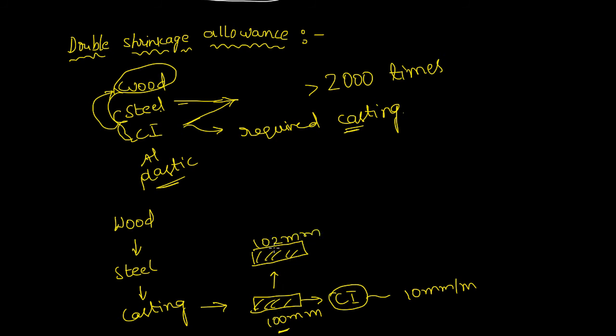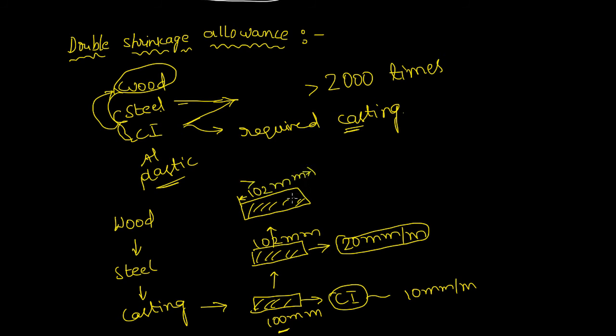If I want this 1 or 2 mm extra size, I know that steel casting has the shrinkage value as 20 mm per meter length. So the wood pattern size has to be increased by this 1 or 2 mm, because on solidification of steel it will contract. We know the contraction is 20 mm per meter length. To make sure of that, we have to increase the length of the wood pattern by greater than 1 or 2 mm.